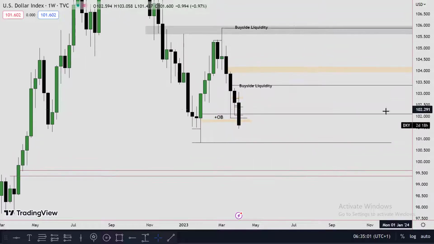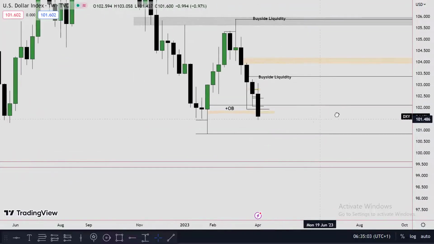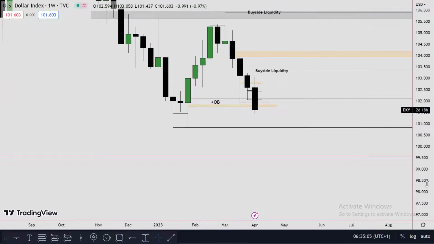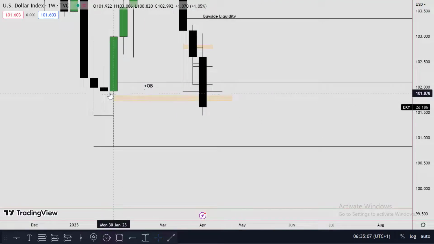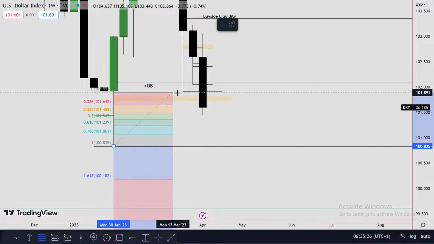This is the weekly time frame, and on the weekly chart I would like to outline this candle wick and mark 50% of it, which is consequent encroachment. I would like to see the dollar trade into at least 50% of this candle wick before it starts to retrace to the upside if we are going to seek buy side liquidity.